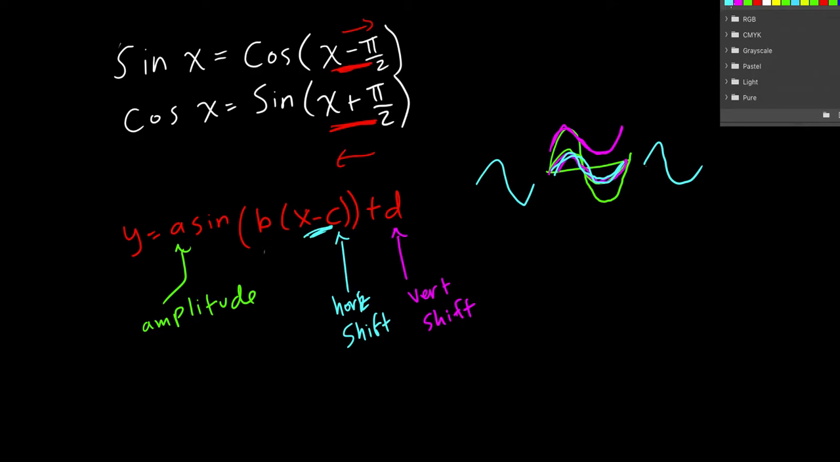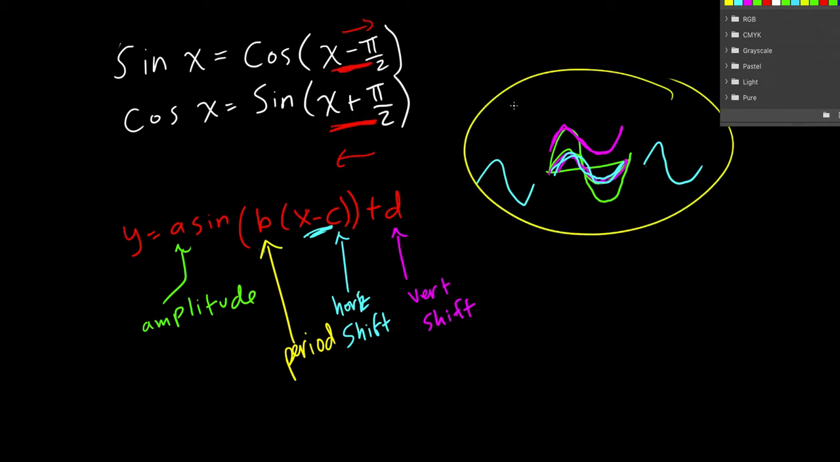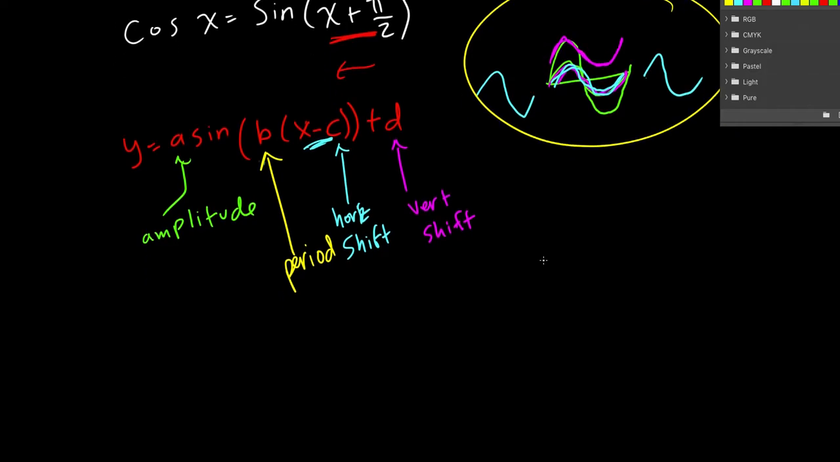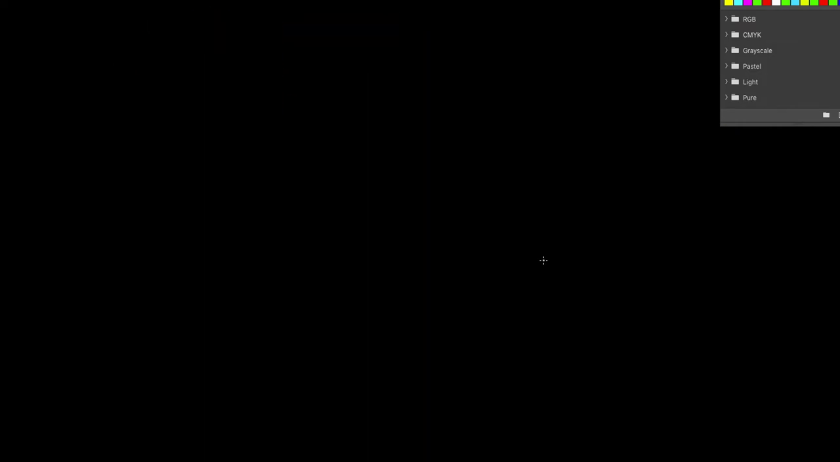Okay, and then finally, that B out in front right here, it affects the period. So it's either going to repeat sooner, like more often than 2 pi, or less often, depending on how that works. And we'll talk more specifically about that in the context of an example. Okay, that's just a general overview. Now let's try one of these.